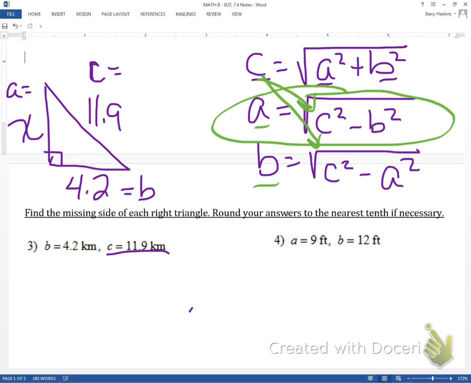Let's solve for it. So A is equal to the square root of side C squared. So which one's C? 11.9 squared. By the way, side C will always also be the longest side of the right triangle. So they just give you sides and they don't even tell you if it's A, B, or C. The longest side will always be side C. So minus the other side squared.